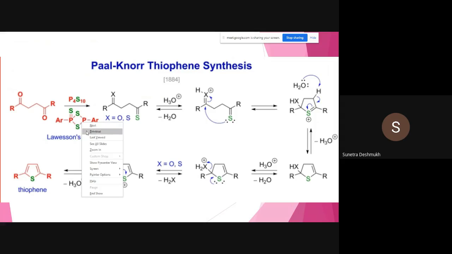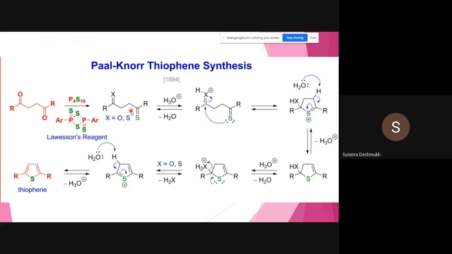Both mechanisms are correct, and you can refer to either one on the previous slide. Here the structures are bigger and clearer, which is why I am referring to this slide. So, 1, 2, 3, 4: a 1,4-dicarbonyl compound in the presence of P4S10. P2S5 or P4S10 is a dimer of P2S5. So for Lawesson's reagent, X is equal to oxygen or sulfur.